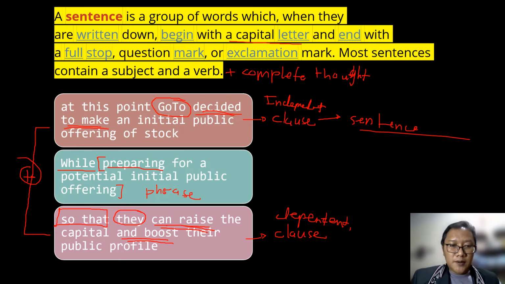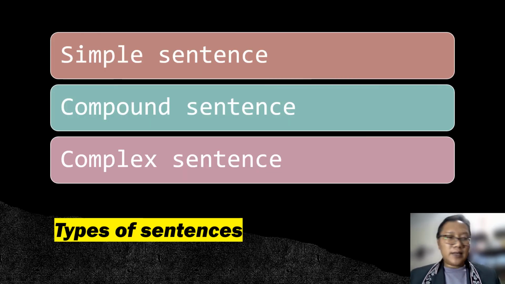At this point, GoTo decided to make an initial public offering of stock so that they can raise the capital and boost their public profile. So we know now the reason they can raise the capital and boost their public profile is this one: they decided to make an initial public offering of stock. Okay, so from this, we can have three types of sentences: simple sentence, compound sentence, and complex sentence.